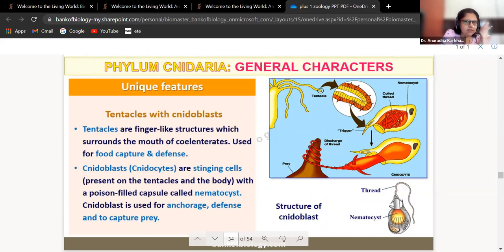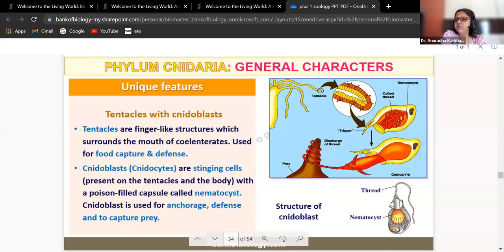The stinging cells are present on the tentacles as well as on the body, with a poison-filled capsule called a nematocyst. The cnidoblast is used for anchorage, defense and to capture prey.